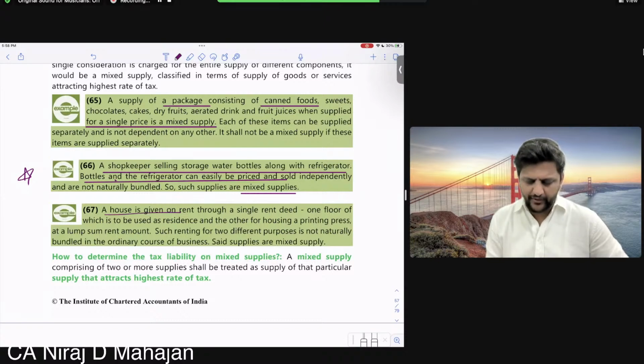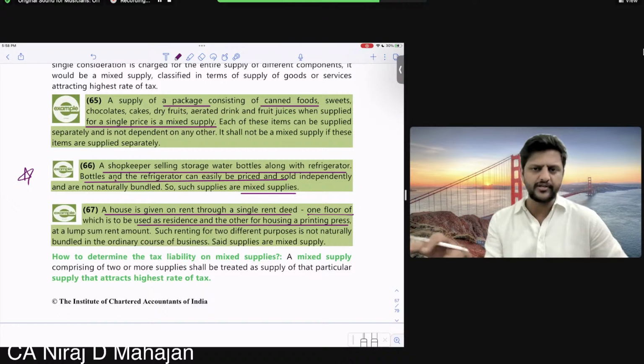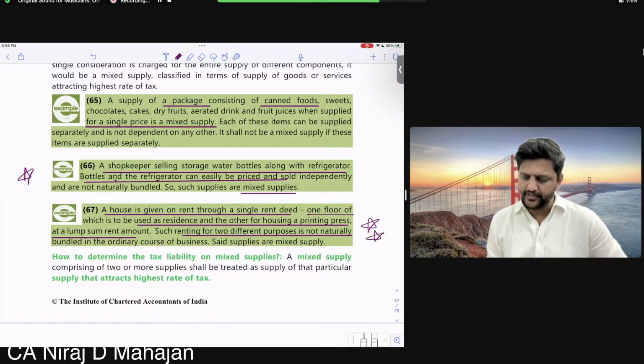A house is given on rent through a single rent deed, one floor of which is to be used as residence, another for housing a printing press. One single location is given on rent, one floor will be used for residence, the other for business, at a lump sum rent amount. Such renting for two different purposes is not naturally bundled together. Star mark here, a very unique example, and it should be treated as mixed supply. And what is the rate of tax applicable on mixed supply? The highest rate of tax will be applicable.